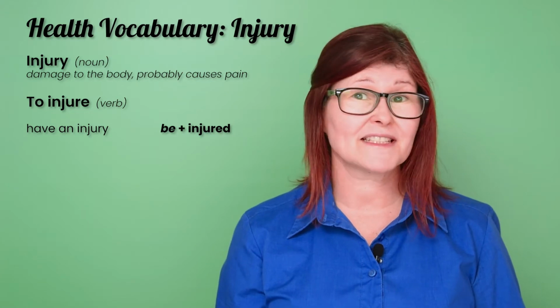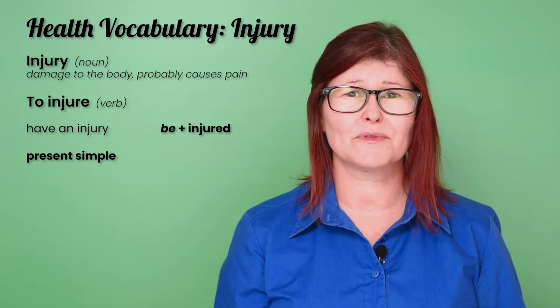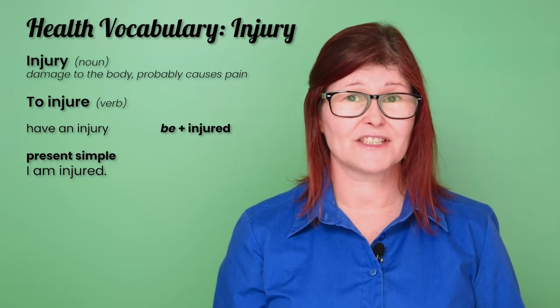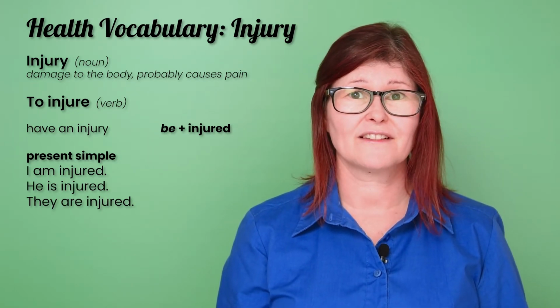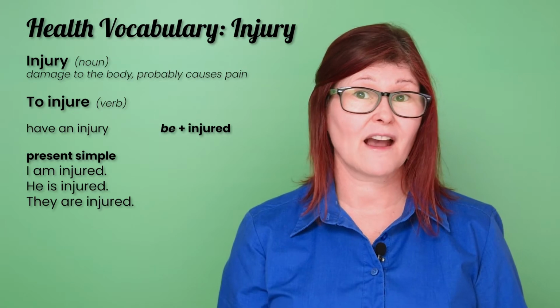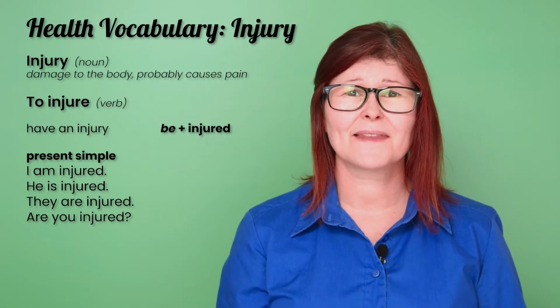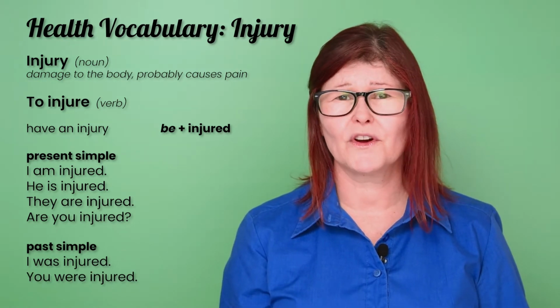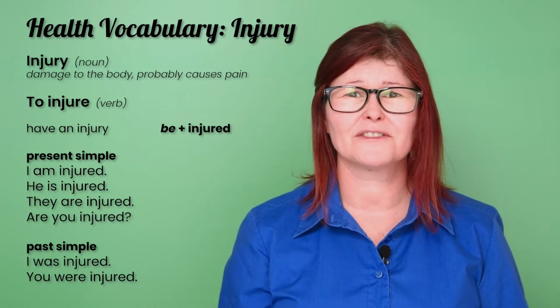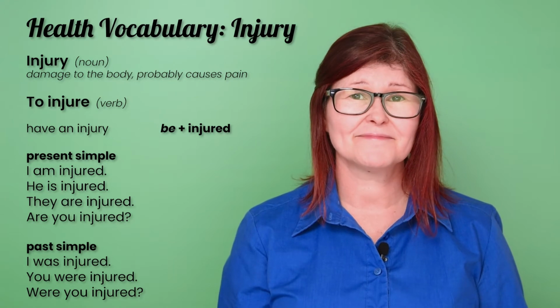Be verb plus injured. The present simple. I am injured. He is injured. They are injured. And a question form. Are you injured? Past simple. I was injured. You were injured. And a question. Were you injured?